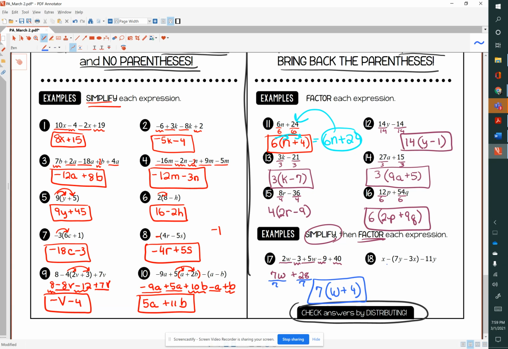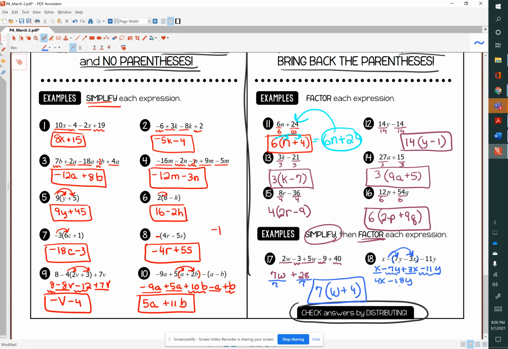And our last problem, x minus the quantity of 7y minus 3x minus 11y. First, we have to distribute that negative sign and rewrite the problem. So x minus 7y, negative times a negative is a positive, 3x minus 11y. Well, we are going to combine the x. We've got 3x plus an invisible 1x, so that's 4x. And then we have negative 7y minus 11y, which is negative 18y.